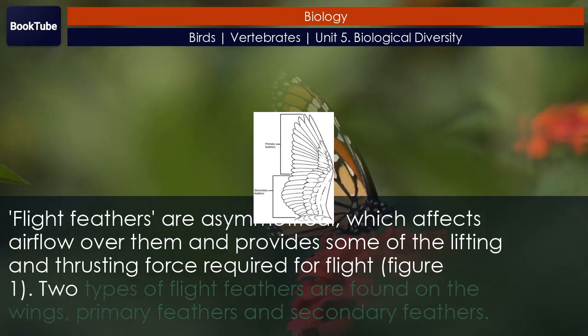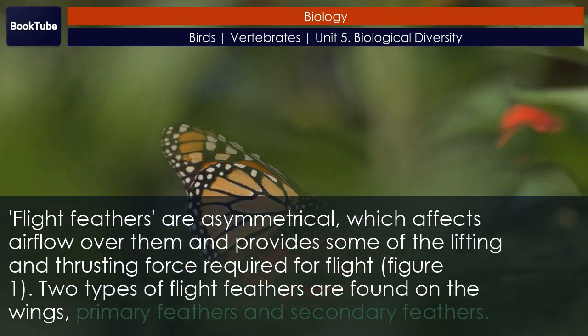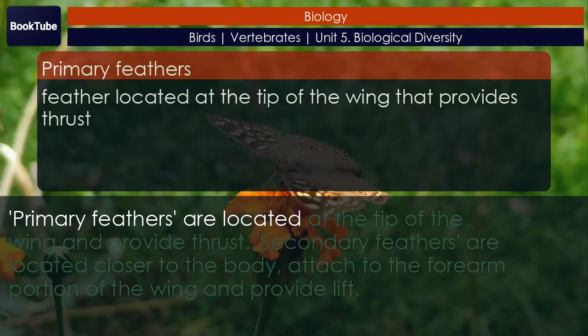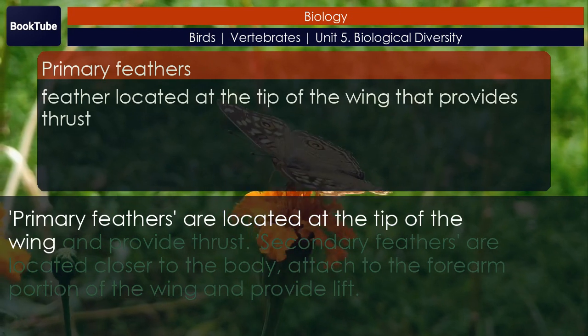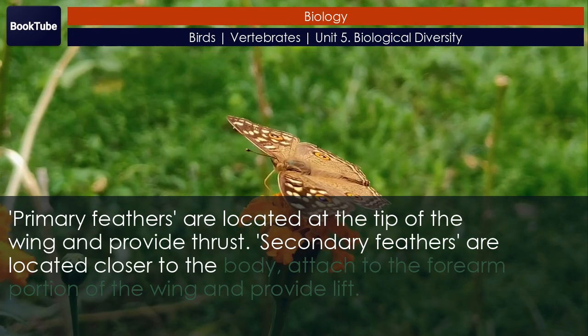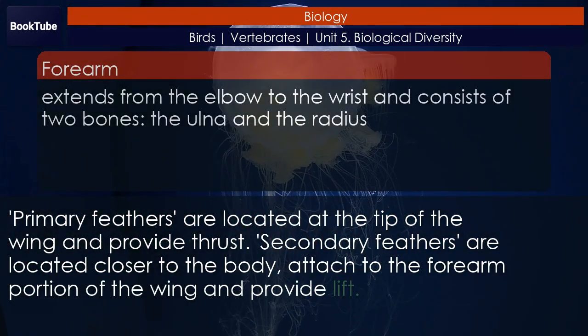Figure 1. Two types of flight feathers are found on the wings: primary feathers and secondary feathers. Primary feathers are located at the tip of the wing and provide thrust. Secondary feathers are located closer to the body, attached to the forearm portion of the wing, and provide lift.